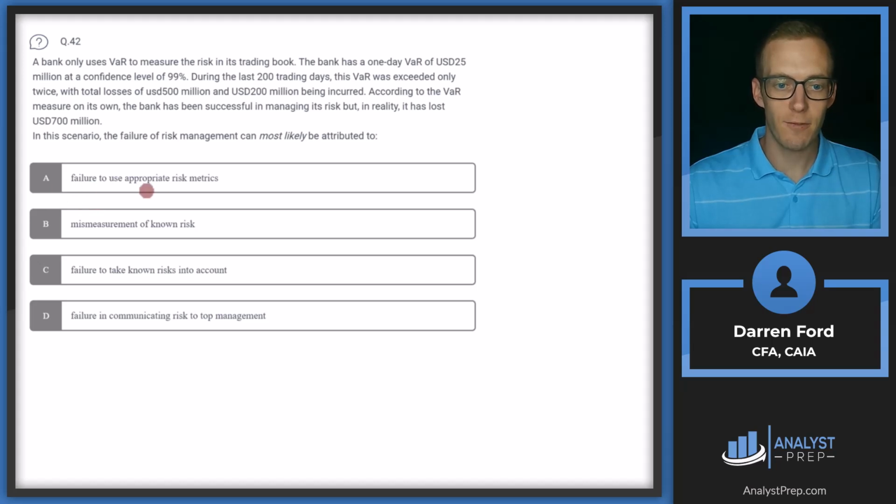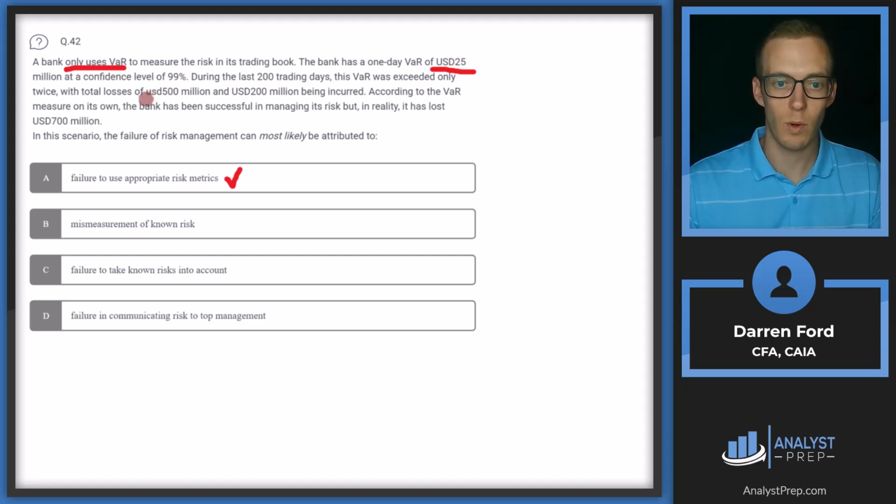So we've got A, failure to use appropriate risk metrics. This sounds like it could be our answer right off the bat. The problem is we're only using one metric, which is VAR. So we're really only measuring how many trading days we have where we exceed this 25 million at 99% confidence level. And we only exceeded twice, which sounds pretty good. However, those losses are massive. We're well above this 25 million confidence level.